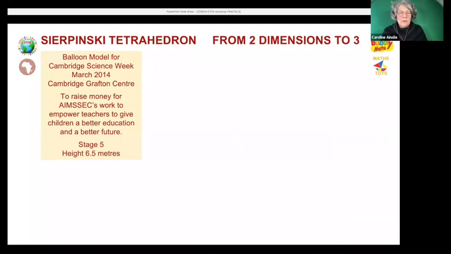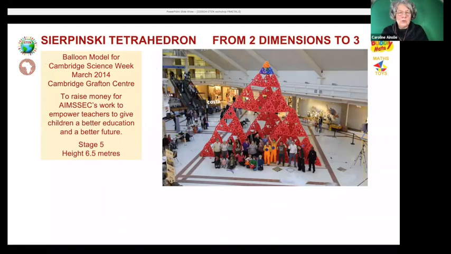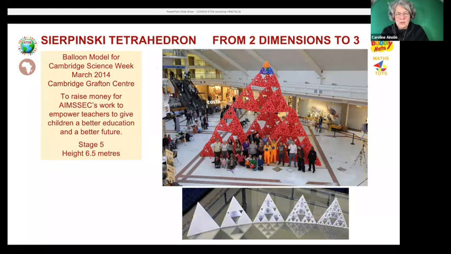Now, we're moving back to the Sierpinski triangle, but now we're moving on to three dimensions. And this was an exciting project that Tony was also involved in, to create a huge one out of balloons. But what we're looking at is the image at the bottom. You've got the same things we had before, only in three dimensions. For this picture, we don't need to look at the reflections, just look at the progression, the sequence, the pattern. So instead of 2D, we've got 3D.